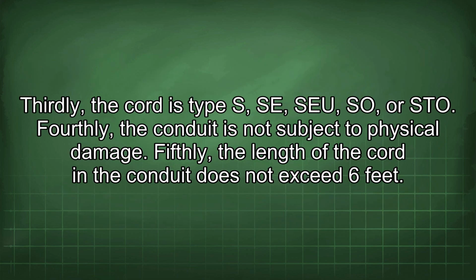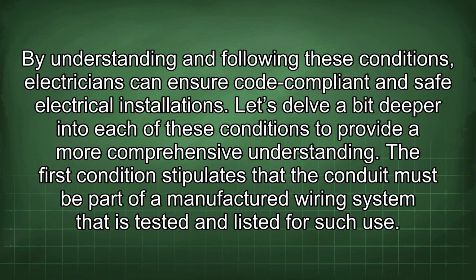Thirdly, the cord is type S, C, SU, SO, or STO. Fourthly, the conduit is not subject to physical damage. Fifthly, the length of the cord in the conduit does not exceed 6 feet. By understanding and following these conditions, electricians can ensure code-compliant and safe electrical installations.